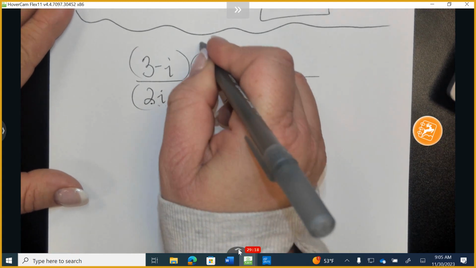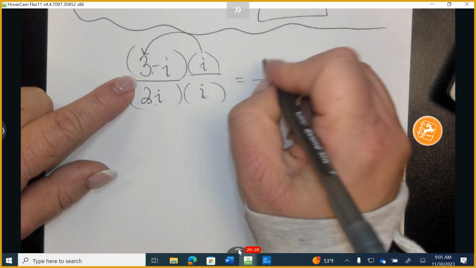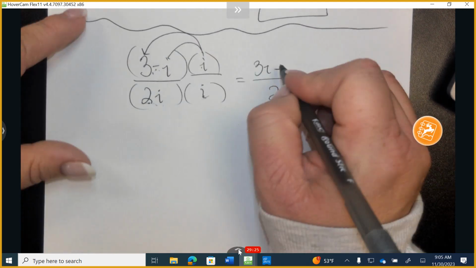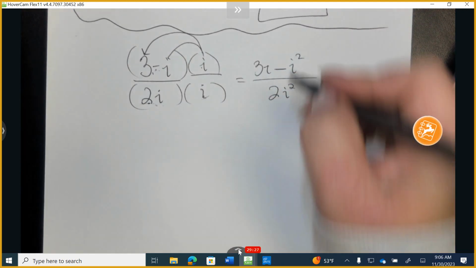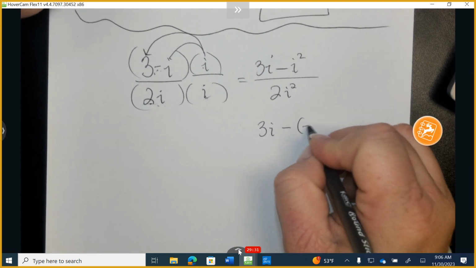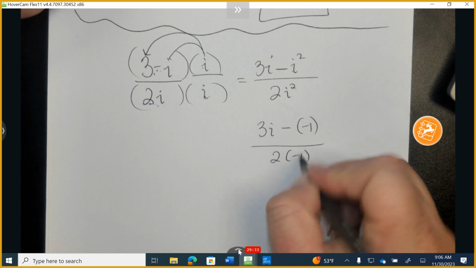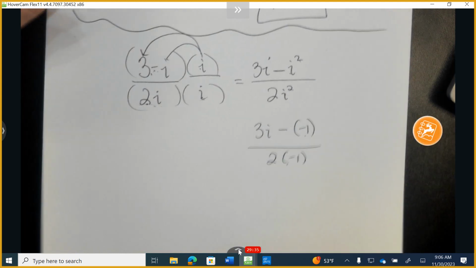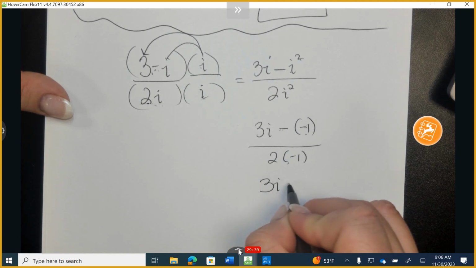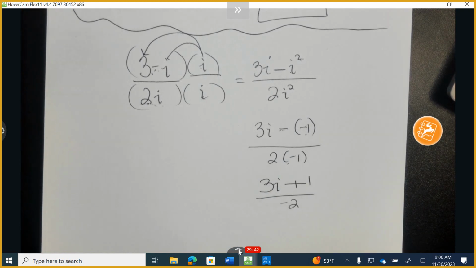And now I'm going to go reverse as I distribute. So I have 3 times i minus i times i. Okay, well, let's see what we can do here. I have 3i. Now I know that i squared is negative 1. And I know i squared in the bottom is negative 1. Replace and replace. Now 2 negatives make a positive. So I have 3i plus 1 over negative 2.